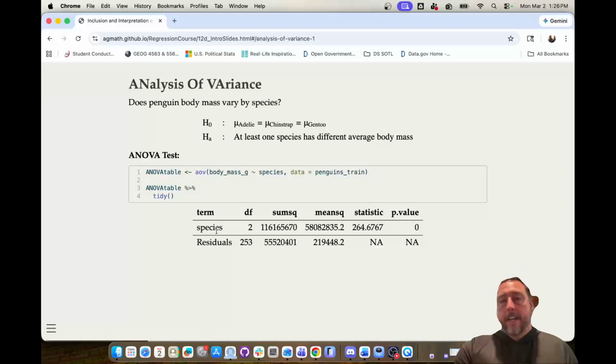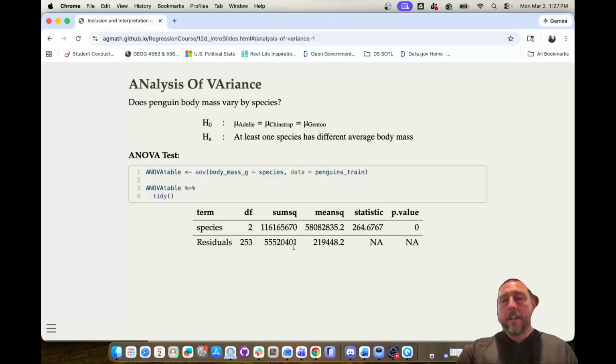Again, the ANOVA table gives us lots of useful information. We have a term here. We have identified species as what's separating the groups. We have residuals. Residuals are our errors, again, just like with a model. What the residuals here are measuring, though, is a deviation from the group mean. The degrees of freedom due to the groups, or due to species here, is 2. That's 1 less than the total number of groups we have.